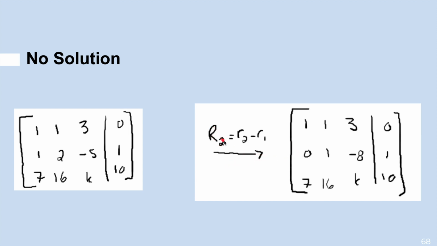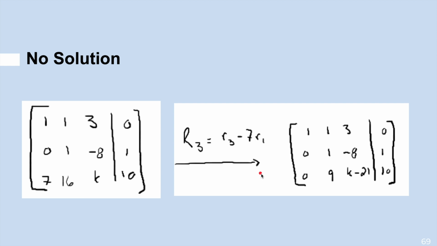I take row 2. My new row 2 is equal to the old row 2 minus the old row 1. Here 1 minus 1 is 0, 2 minus 1 is 1, negative 3 minus 5 is negative 8, 1 minus 0 is still 1. Next, what I want to do is continue with my row echelon form. So I want to take this 7 here and I want to make it a 0 instead.